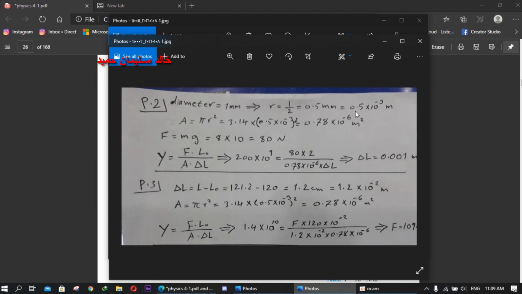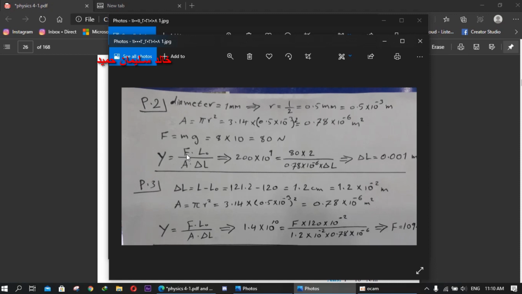Now from this value of the radius, we calculate the cross-sectional area of the wire, which is a circular shape. Its area is pi r squared, which is equal to 3.14 times 0.5 times 10 to the minus 3. The radius is squared, so this value is squared. This is equal to 0.78 times 10 to the minus 6 square meter.